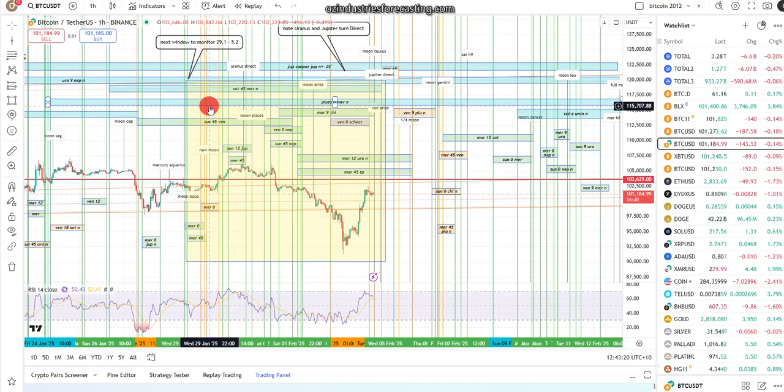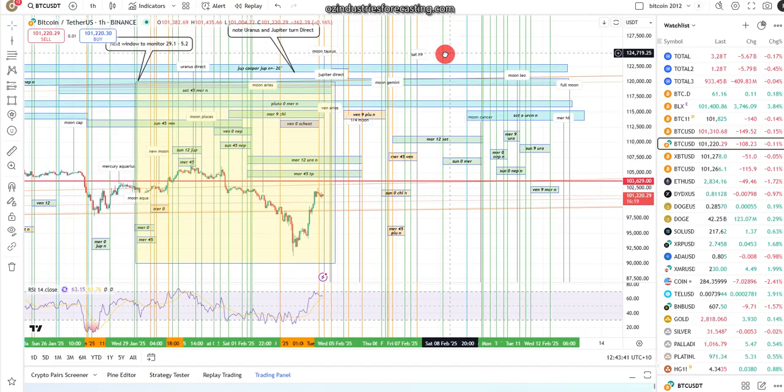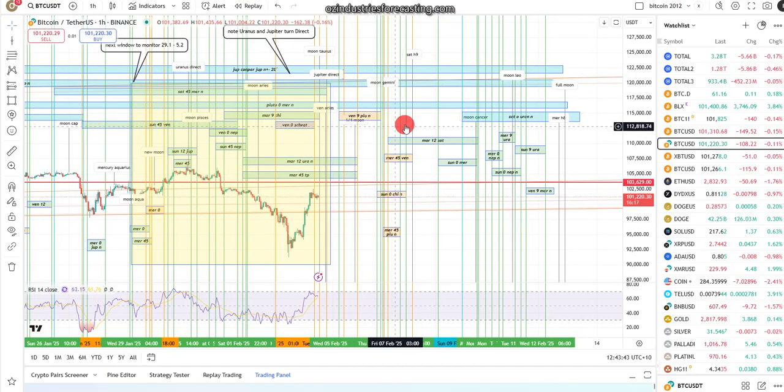I have posted a spreadsheet in Discord. It's very generic, but it'll give you a bit of an understanding of how you can plot things in different cycles and stuff like that. But in saying that, with the current high energy period that runs from the 29th to the 5th nearly over, there is a small window from the 8th to the 12th, and that runs, so that's this period here.